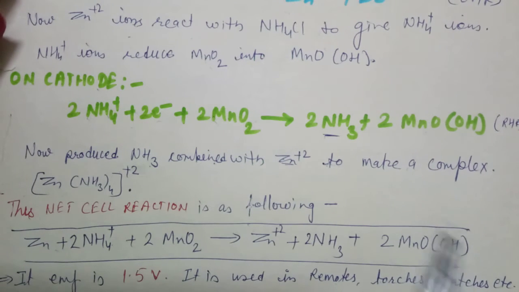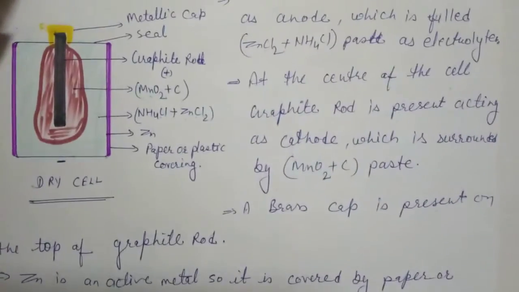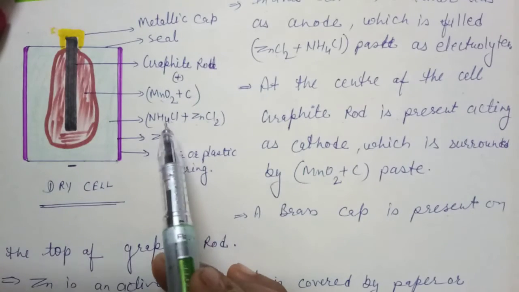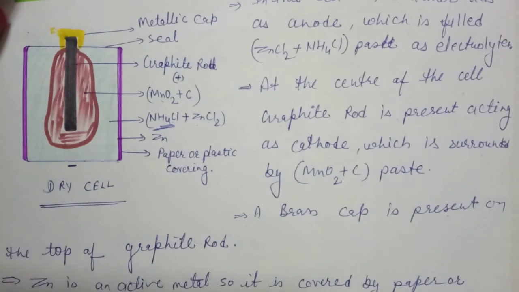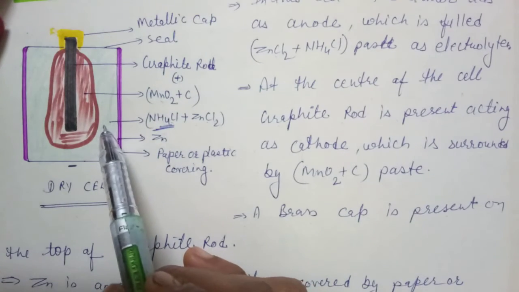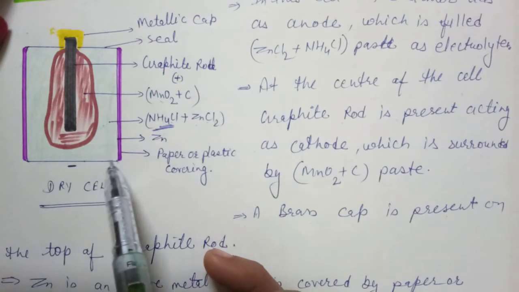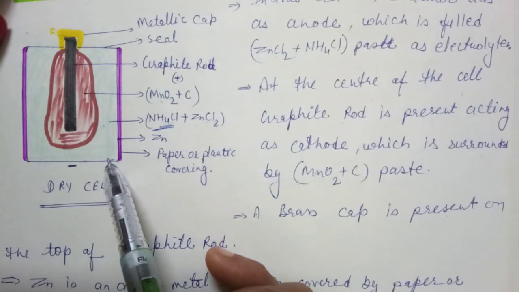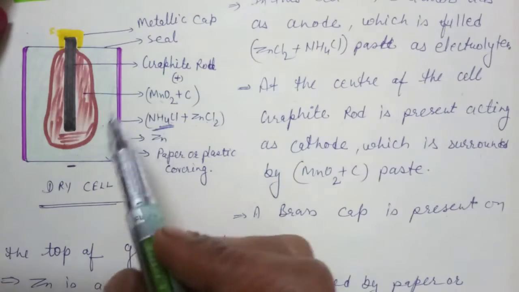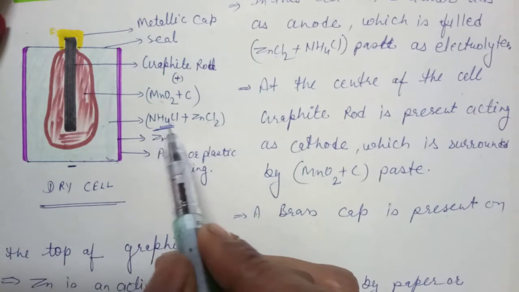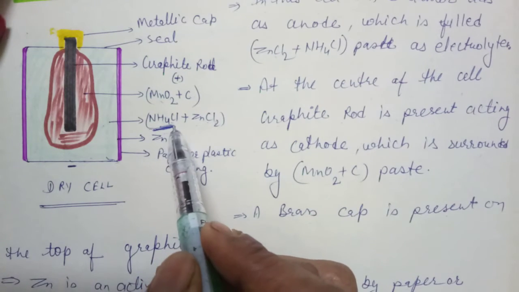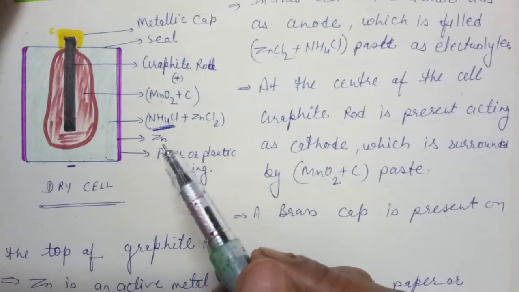One most important defect of this cell is what? The defect of this cell is that NH4Cl is acidic in nature. So due to this NH4Cl, the Zn container gets corroded, and there will be many holes in this Zn container due to this NH4Cl. Only this is the defect of this cell. Okay, clear? This is the dry cell.